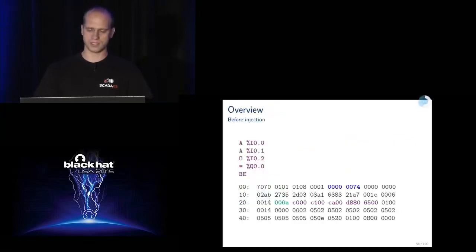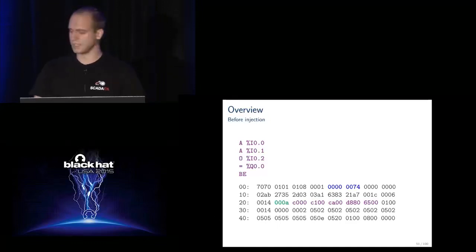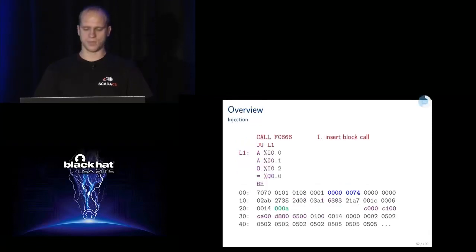So here you can see the purple one is the code. On top, you see the code written in STL, and here you can see the code in its binary representation. You can see the opcodes here, right? It's 8 bytes of code. No, it's more. Sorry, it's 10 bytes. So what we are doing then is we want to insert our call to our malicious function we are adding later.